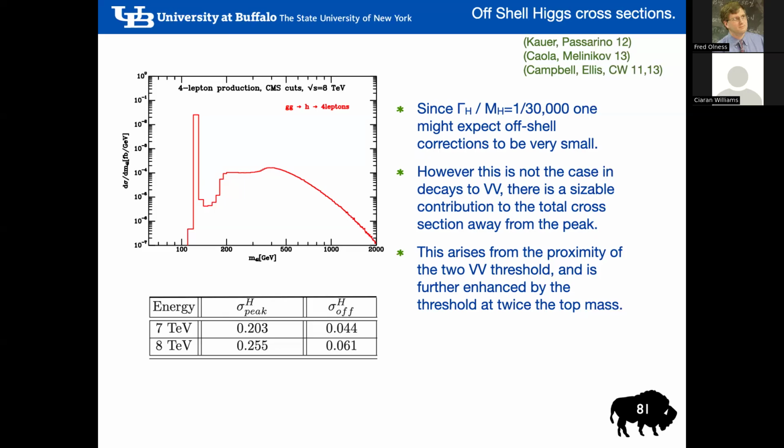So if you integrate from here up to here, you see that there's a sizable amount of off-shell cross-section at the LHC, which is great because that gives us a second way to study the Higgs, away from its on-shell region. We can study it off-shell, and we can learn very independent facts about the Higgs.